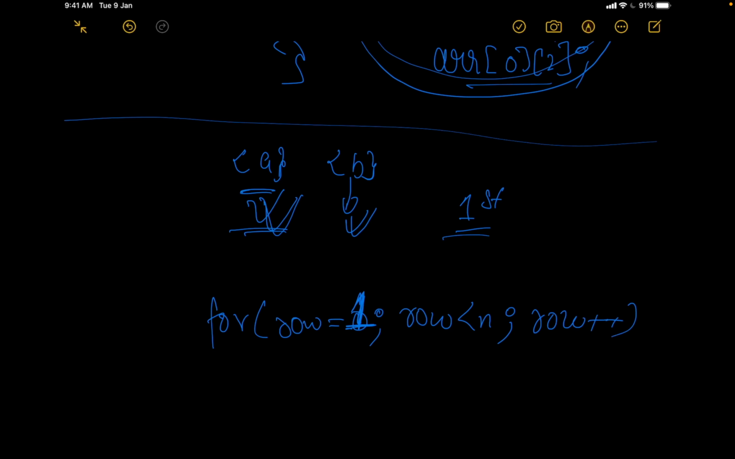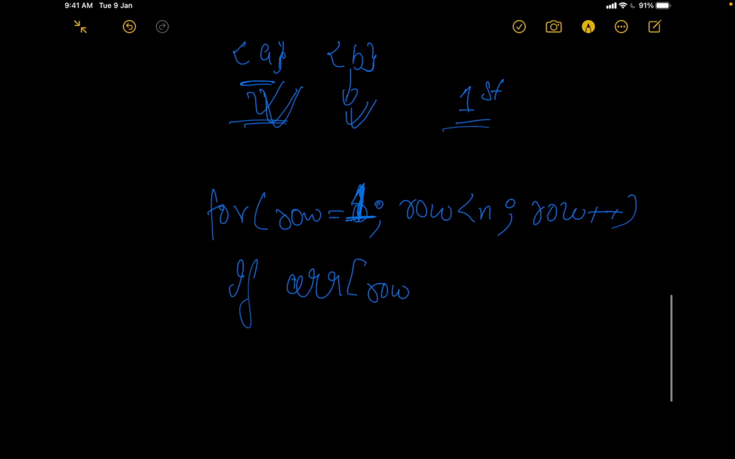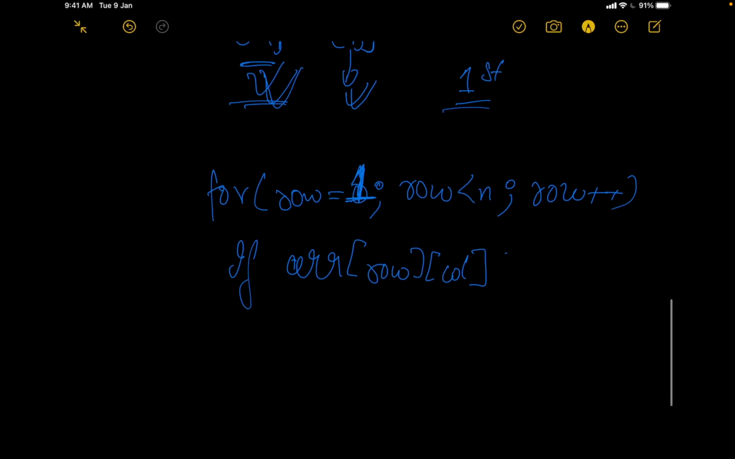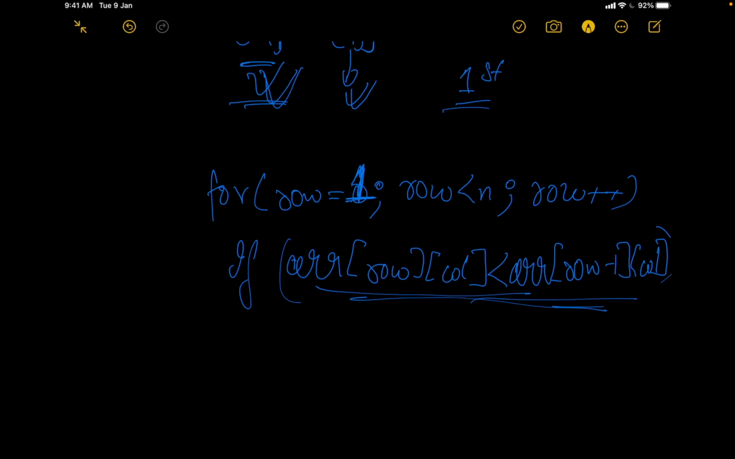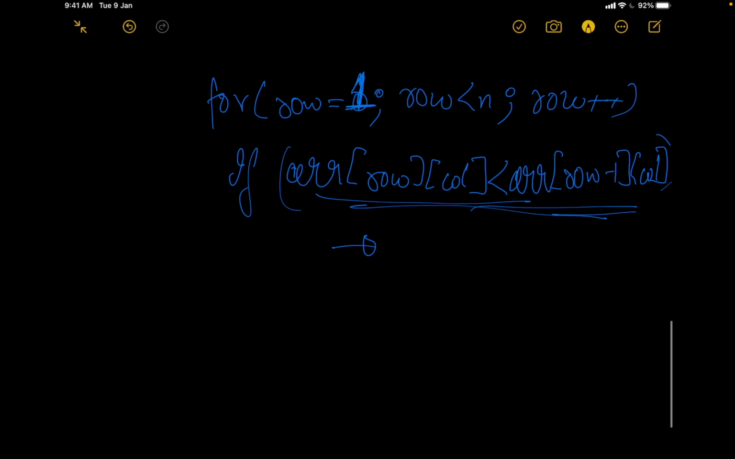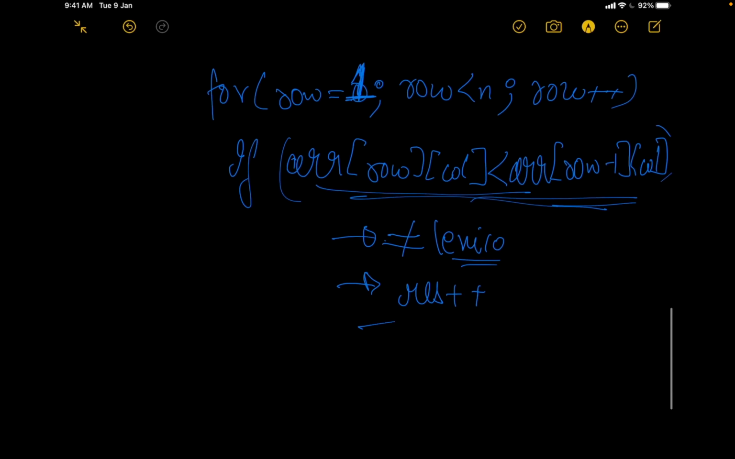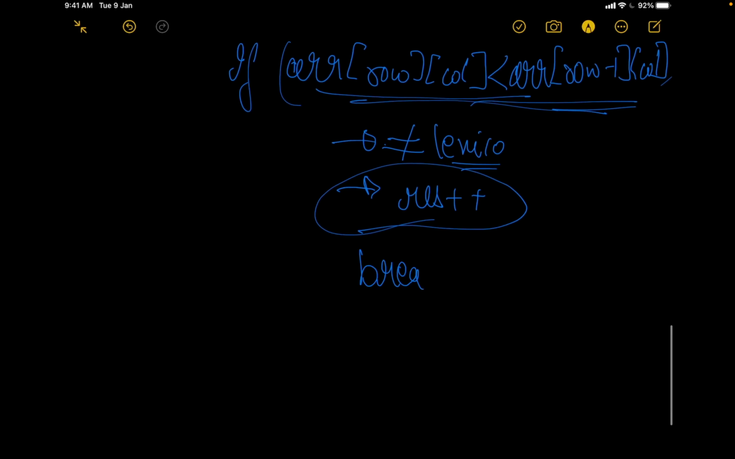What we can say is, if the element given by the row and the column specified is less than the previous element, so the previous element in that particular row would be given by array row minus 1 and column, then this particular element is not lexicographically sorted. Hence we can increment some variable. Let's say I call it res, which would denote the number of columns that were not lexicographically sorted, and I can break this particular structure.